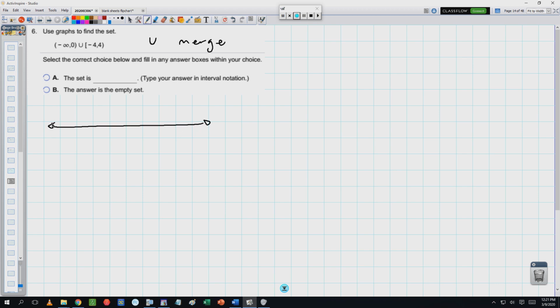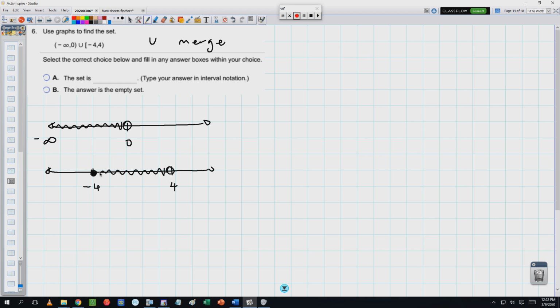The first set, negative infinity to 0. A parenthesis on the 0 means an open circle, and I'll shade to the left here. The second, a bracket on the negative 4, closed circle, a parenthesis on the 4, open, we'll shade in between here.